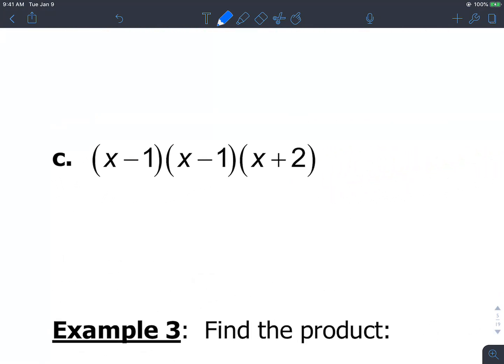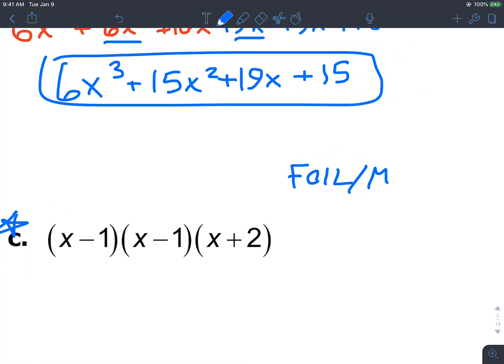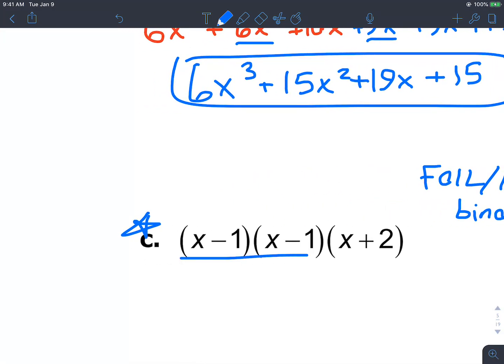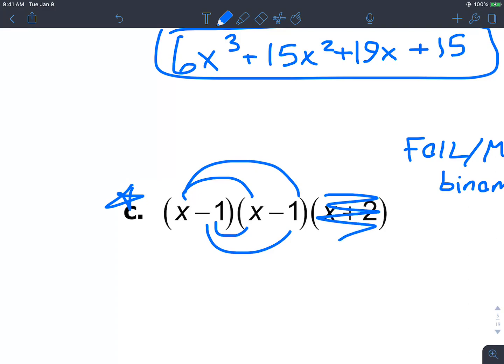Let's do C here. So this is kind of a new type of problem here. A little bit different. So when you see these here, I want you to FOIL or multiply two binomials first. What do I mean by that? I mean do two of these at a time. We don't really have a good method for doing all three things here at the same exact time. So take two of these and then do your FOIL together. So I'll do x times x, x times -1, -1 times x, and then -1 times -1. Just almost pretend like that x plus 2 is not there for a second.